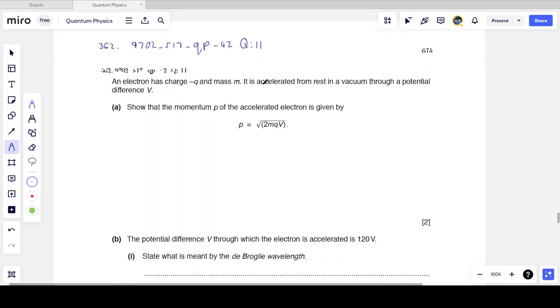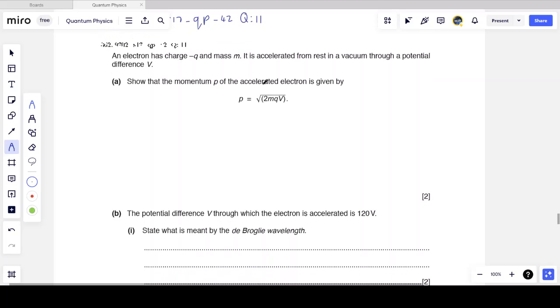We're told that an electron has charge minus q and mass m. It's accelerated from rest in a vacuum through a potential difference V. Show that the momentum of the electron is the square root of 2mqV. Well, this is an interesting one. I've never seen this expression before, so I have to do a little bit of thinking.